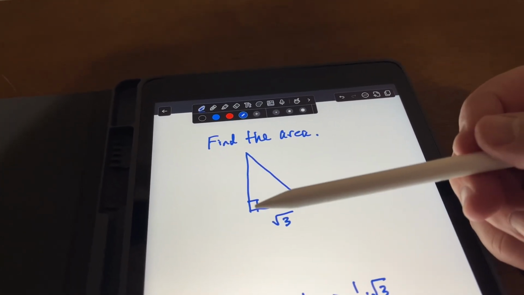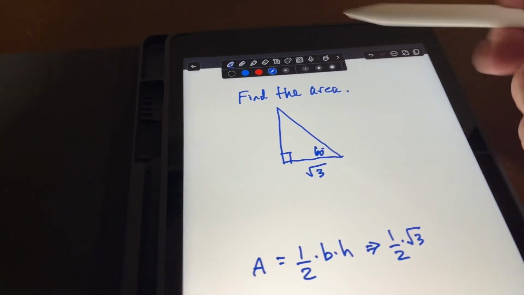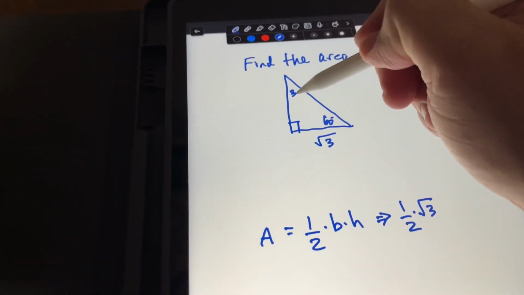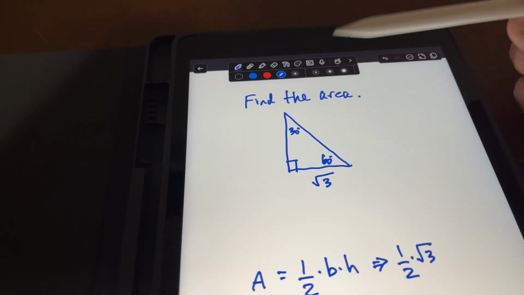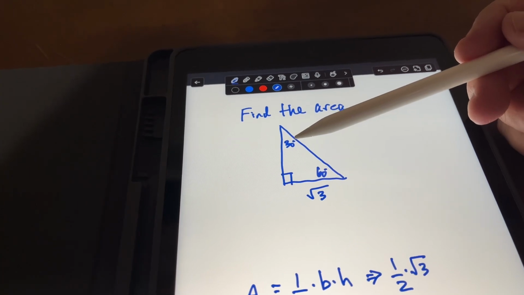And so because this is 90 and because this is 60, we know that the angles in a triangle have to add up to be 180 degrees. So I know this is 30.